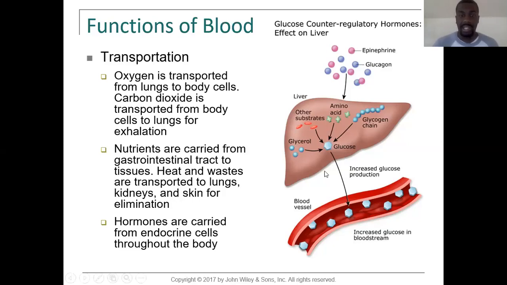And the last thing that's going to be important here is that hormones are also going to be picked up in the blood as well. Okay, so hormones like testosterone, progesterone, cortisol, which is the stress hormone, various types of hormones are going to be transported directly through the blood.